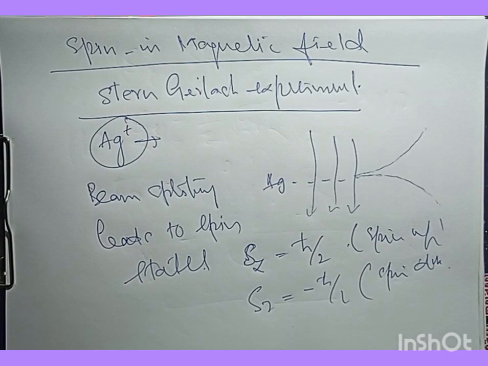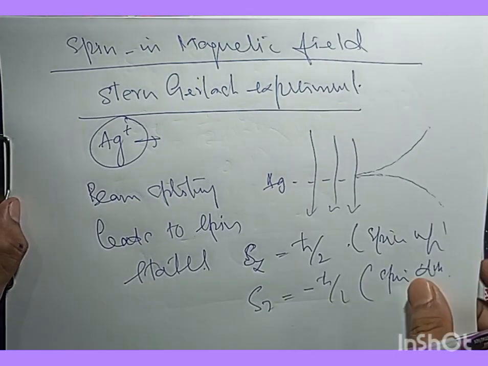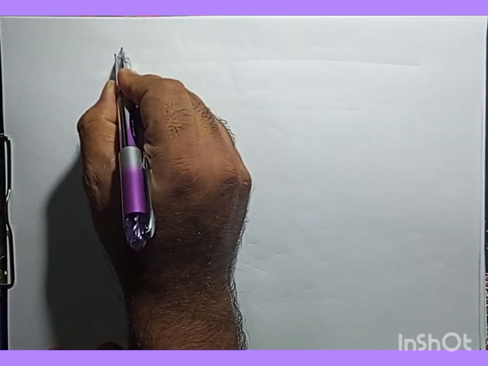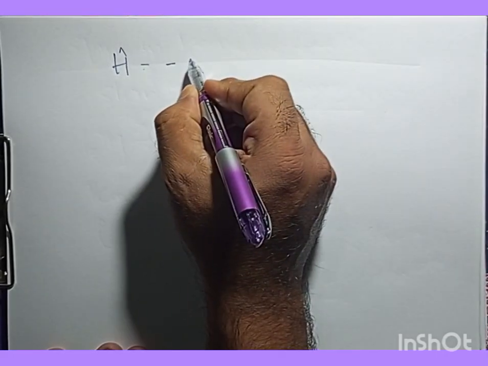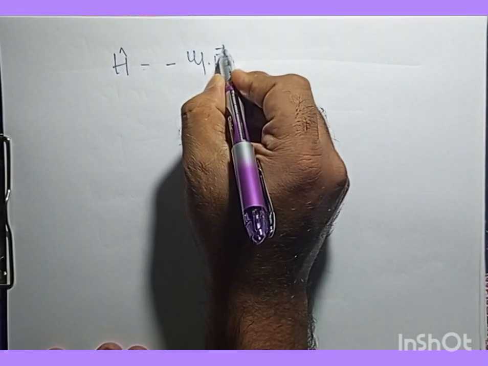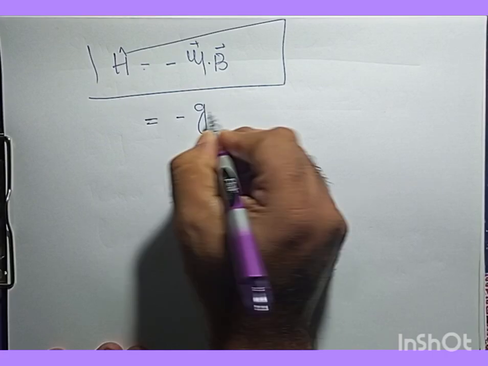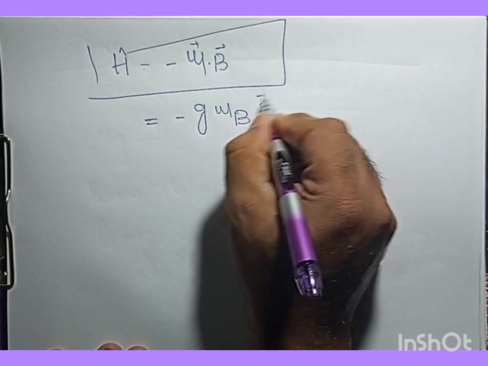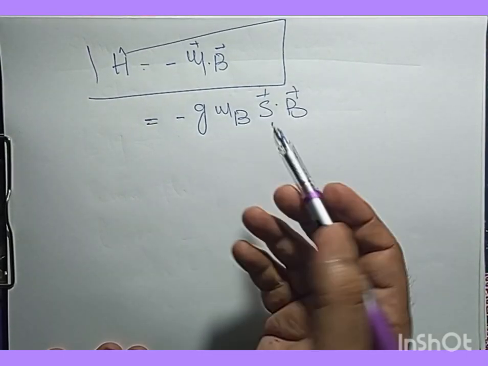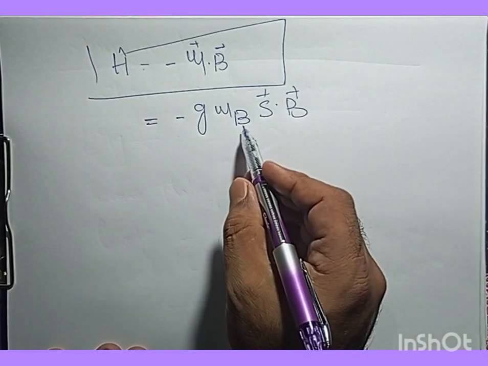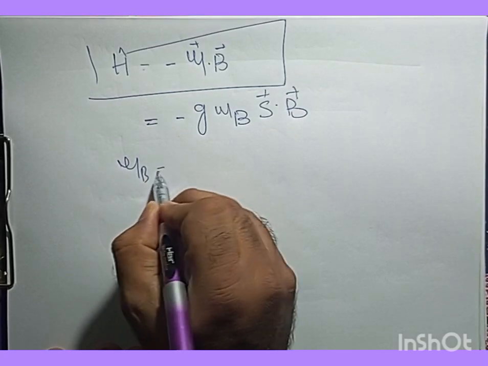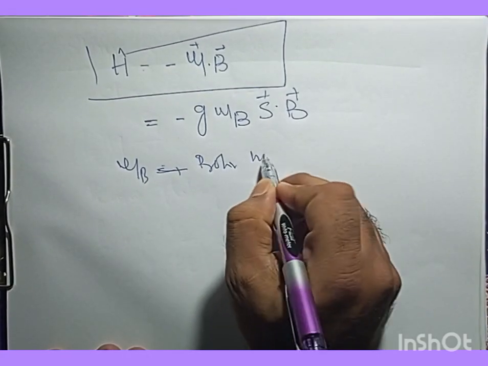Now, if we think in terms of the Hamiltonian for the spin-half particles in a magnetic field, what's generally known as Zeeman interaction, as we all understand, then this Hamiltonian operator is negative mu dot B. So this is the Hamiltonian, and boiling down to minus g mu B S dot B. And g is the well-known Landé splitting factor. Mu B is the Bohr magneton.